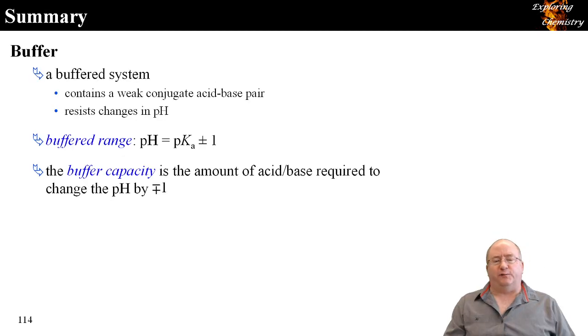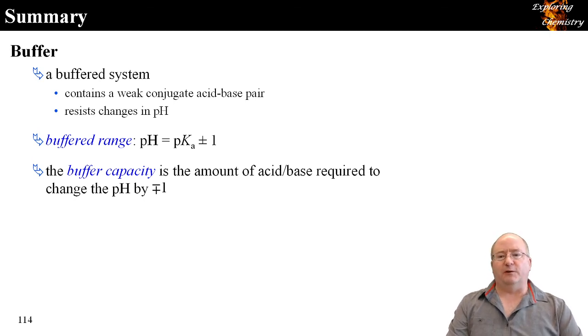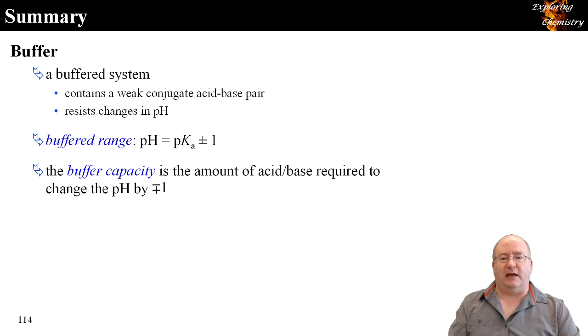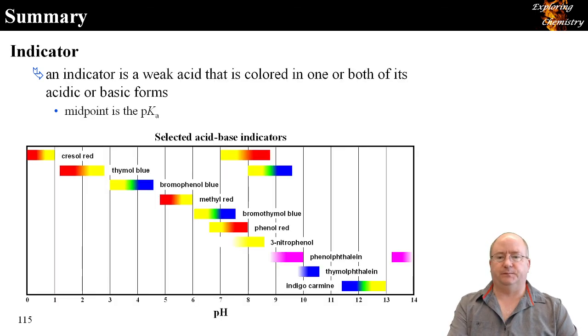I want to finish by summarizing this chapter, so bear with me for about one more minute. I would appreciate it. We have a buffered system, which contains a weak conjugate acid-base pair and resists changes in pH, as we saw with the demonstration earlier today. The buffered range exists around the pKa value, and it's plus or minus 1 on that pKa value. You can ignore the line on buffer capacity. It's not something we covered in this course.